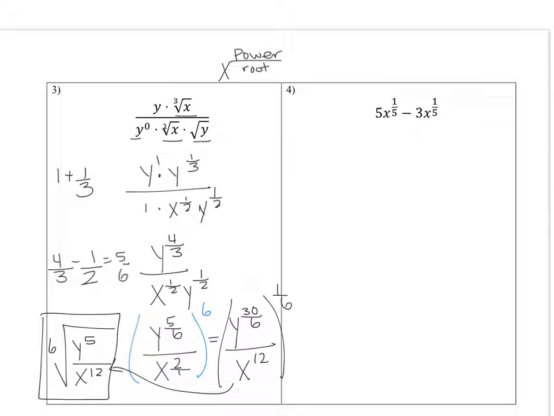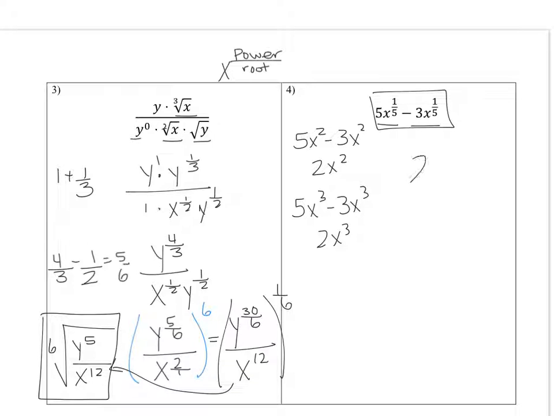All right, last but not least, number 4. This problem here, we have to first combine like terms. This is kind of like saying 5x squared minus 3x squared. That's 2x squared. Or 5x to the third minus 3x to the third is 2x to the third. So when I take these two and subtract them, it's 2x to the 1/5.